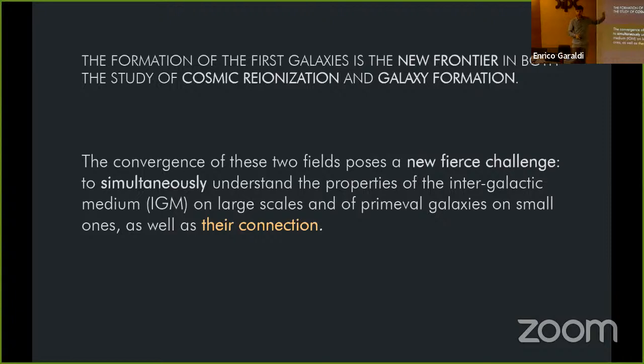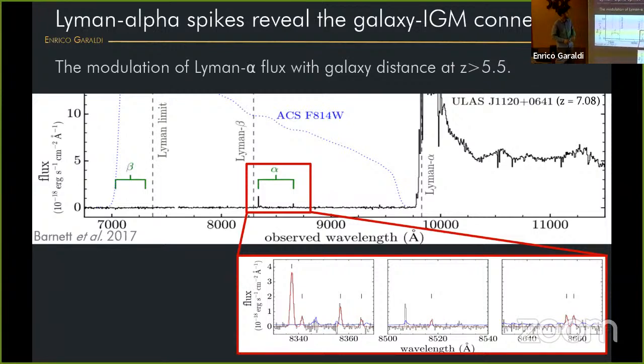But the fact that we are now able, or soon will be able, to constrain in so many different ways these two very different phases of the universe brings us to the new challenge I put in my title, which is not only explaining together the properties of cosmic reionization and the properties of galaxies that we observe, that have to match and provide a unique picture of the high redshift universe, but also their connection. So what do I mean by their connection? Let me give you one example.